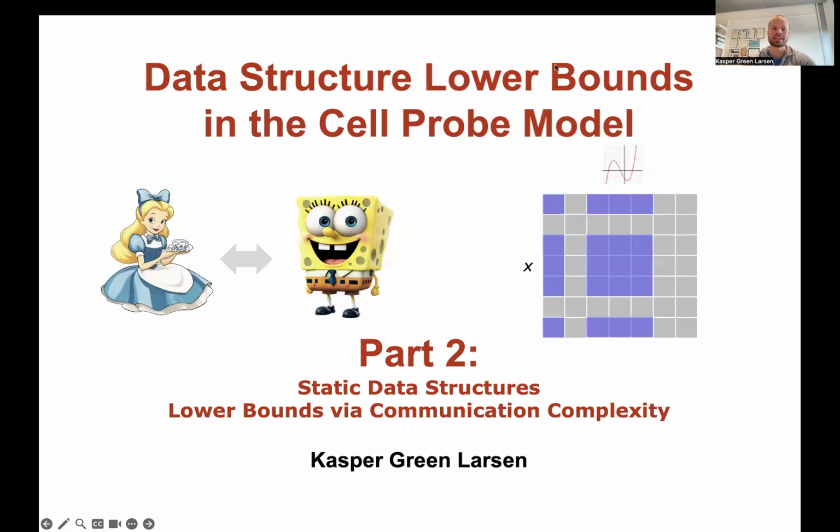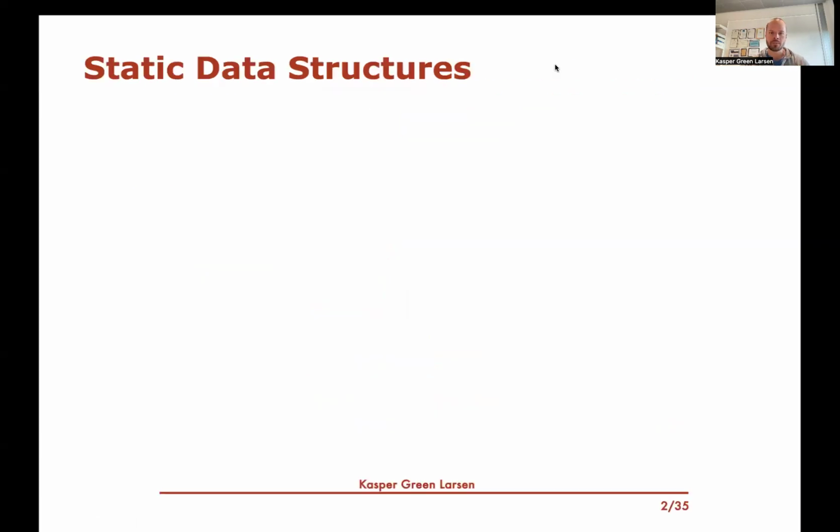Hi, and welcome to this second video on data structure lower bounds in the cell-probe model. In this video, we're going to prove the first lower bounds. Particularly, we're focusing on so-called static data structures. And the techniques we'll see for proving lower bounds use so-called communication complexity.